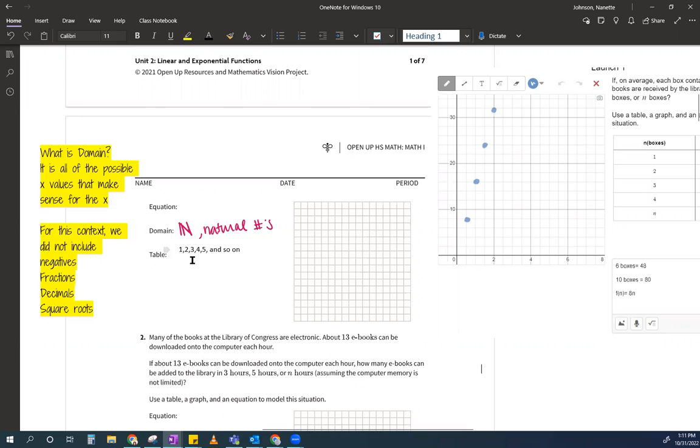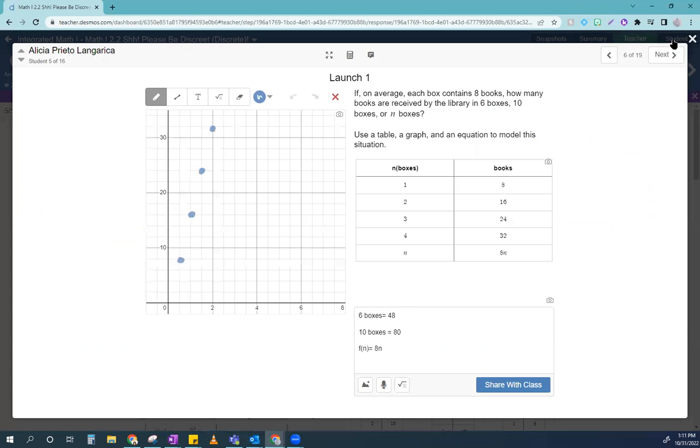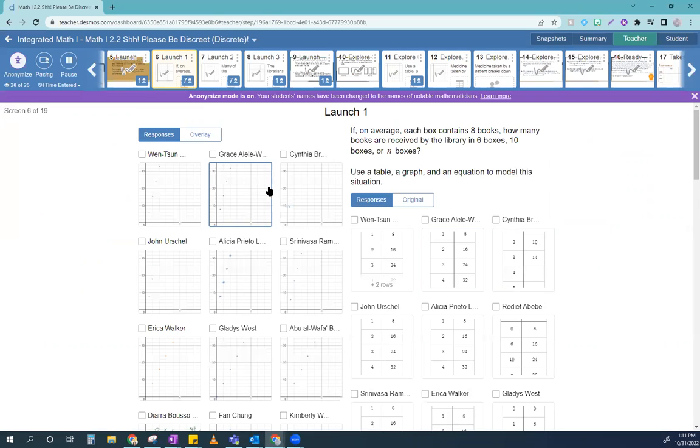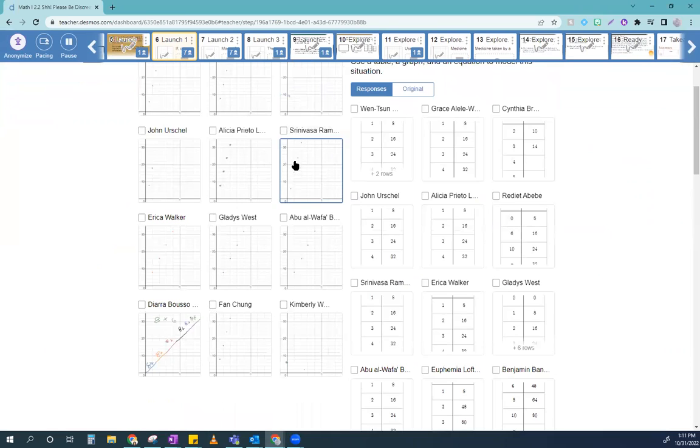Okay, so is everybody comfortable with this here? Is anybody confused? Ms. Johnson, why didn't you connect these points? Why did most of you not connect your points? Let's do that. Look at all of you. You didn't connect your dots, right? For the most part, you didn't. We didn't connect them because it doesn't make sense to connect them, right?